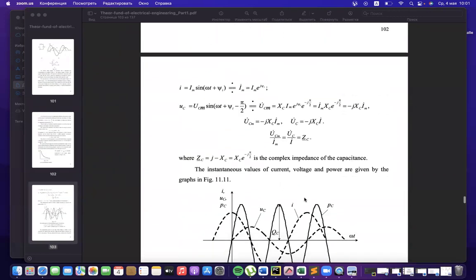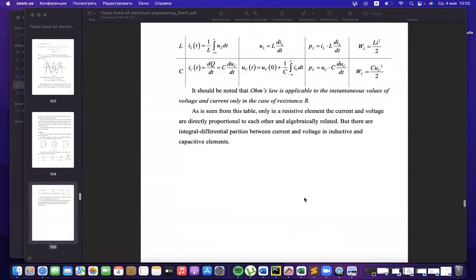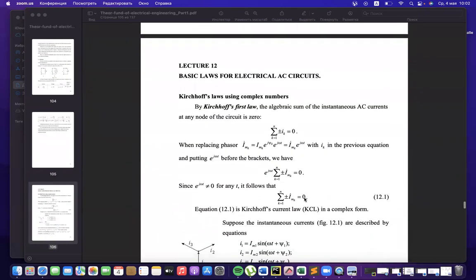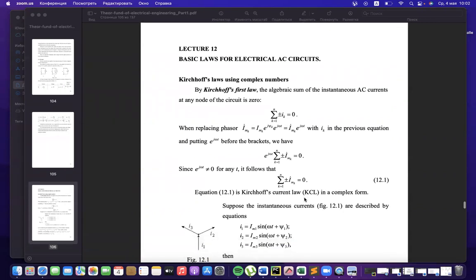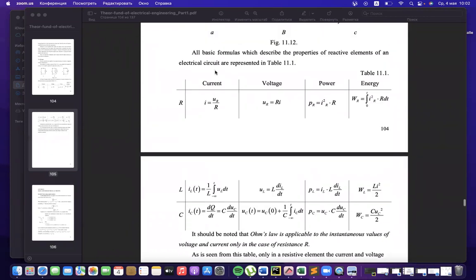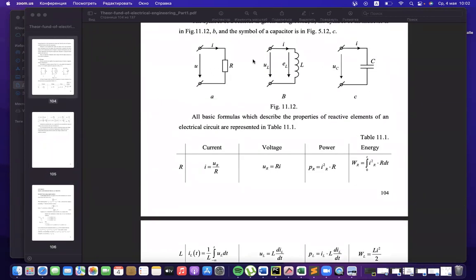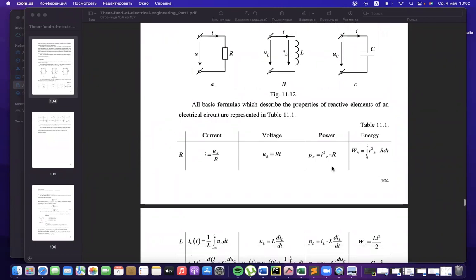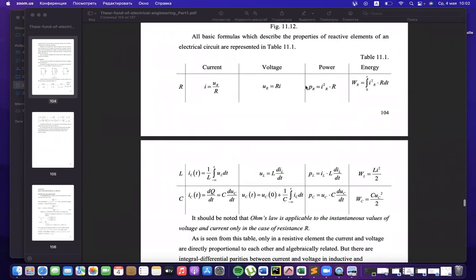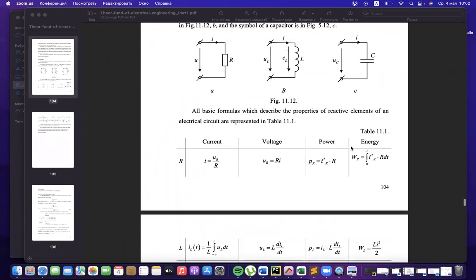And we will move further to the general use of Kirchhoff's law and Ohm's law in complex form, and how it will be implemented for practical tasks of calculating the working mode of the system. For today, I think that's enough. And next time we will start from the comparison of these three main elements. You could find the general properties in this table.